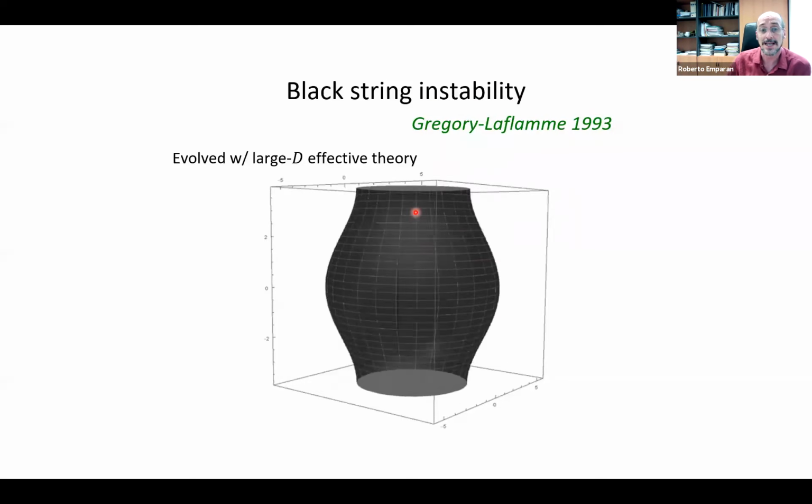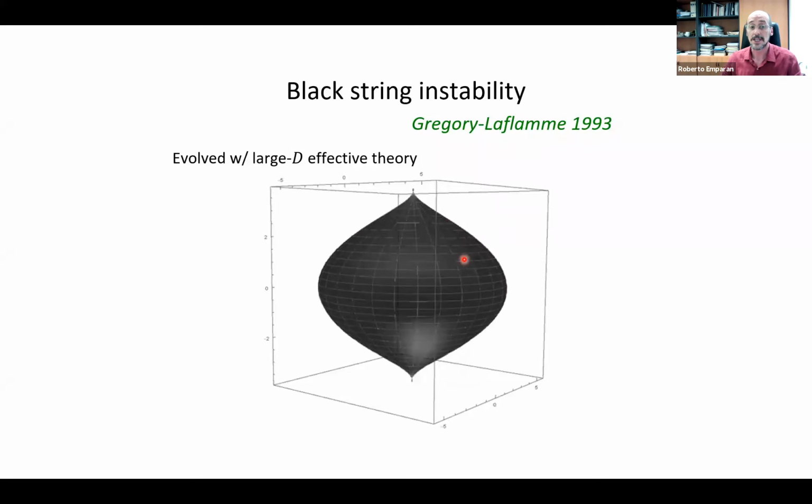So when the string clumps, this movie that I've been showing here is what we get by evolving the nonlinear fluctuations of the black string using these large D effective theories. Those equations are nonlinear. You have to solve them numerically, but you can do it in Mathematica with one line of code. You can do it with NDSolve in Mathematica immediately. I mean, producing this simulation takes longer to type than it takes for Mathematica to solve the equations.